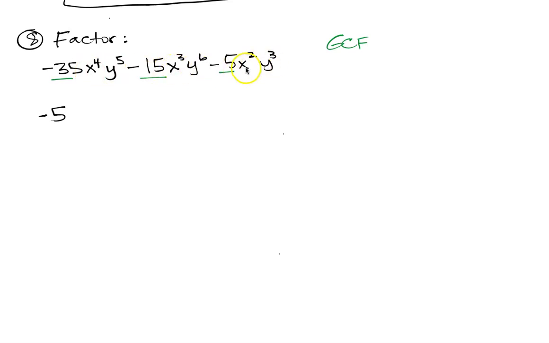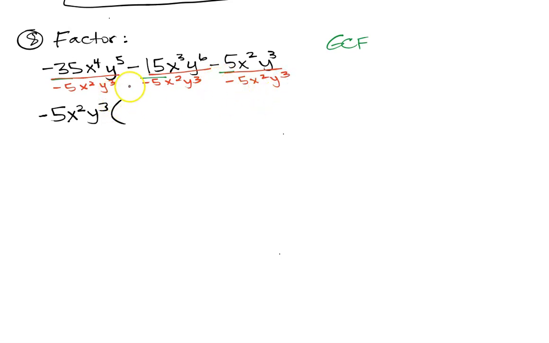Then with the x's, we're looking for the smallest exponent. x squared is the smallest exponent, and with our y's, we've got y to the 5th, y to the 6th, and y to the 3rd. So y to the 3rd comes out. Really what we're doing here is dividing each of these terms by that GCF. And if it's easier for you to think through this by writing these underneath and then dividing them out, that's perfectly fine to do.